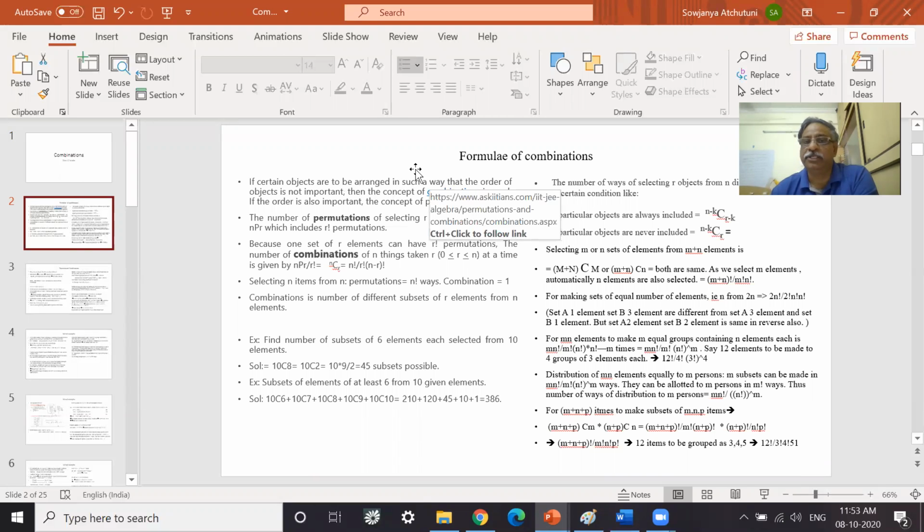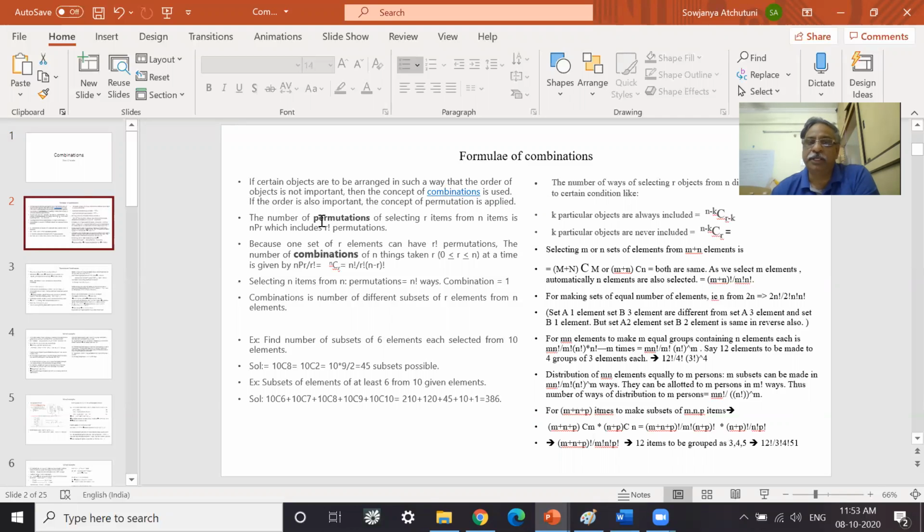As far as combination is concerned, order is not important. In a permutation, 1, 2, 3 is different from 1, 3, 2, like a dictionary order. 1, 3, 2 is different from 3, 2, 1. So this is r factorial ways. Permutation is r factorial times more than combination. R factorial permutations will merge into one combination.